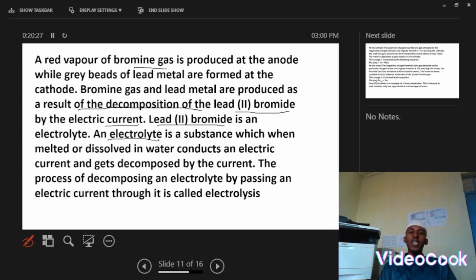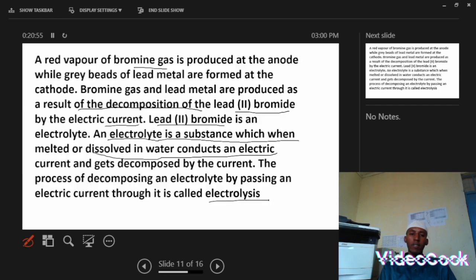Electrolytes are substances which, when melted or dissolved in water, conduct an electric current and get decomposed by the current. That's the definition of an electrolyte. The process of decomposing an electrolyte by passing an electric current through it is called the electrolysis process.